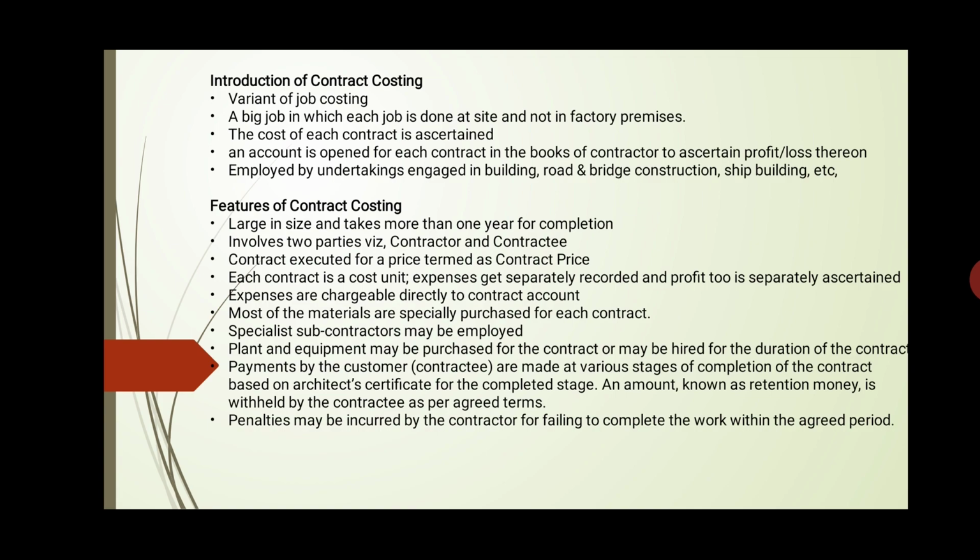Specialist subcontractors may be employed. Specialist subcontractors may be employed means, for example, electrical fittings, welding work, glass work, means another subcontractor can be employed by the contractor to assist his contract. Plant and equipment may be purchased for the contract or may be hired for the duration of the contract.